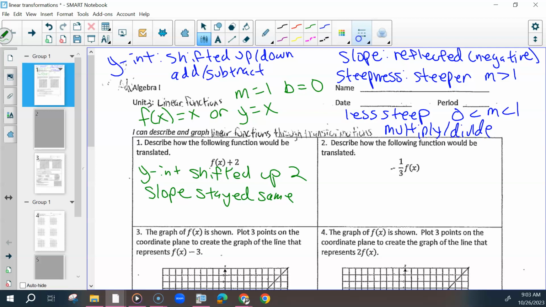Okay. So then in number 2, what do we think changed? The slope did, because we're multiplying this way. Now, these are 2 separate things. It has a negative, so that means what about the slope? It's reflected. So we can write this as 2 separate sentences or as one sentence with 2 things. It doesn't matter. So the slope was reflected.